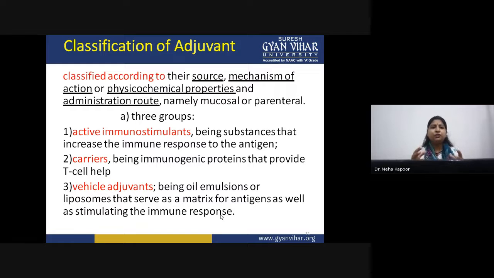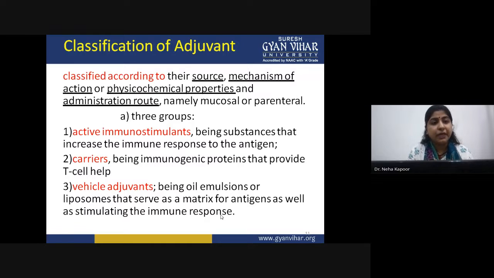Now, having understood about adjuvants, their challenges, their need in the industry, why they are being added, and different factors, the major point is the classification of these adjuvants. Basically, adjuvants are classified according to their source, their mechanism of action, physicochemical properties, and administration route. Administration route mainly corresponds to mucosal or dermal. Depending upon these, they are divided into three groups: one is active immunostimulants, second is carriers, third is vehicle adjuvants.